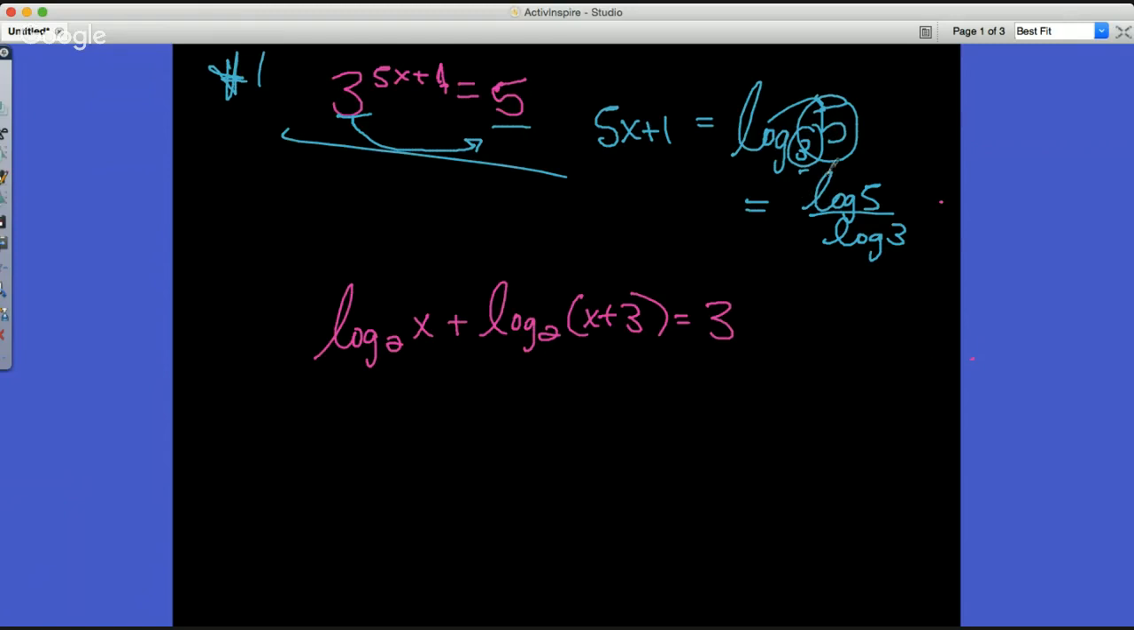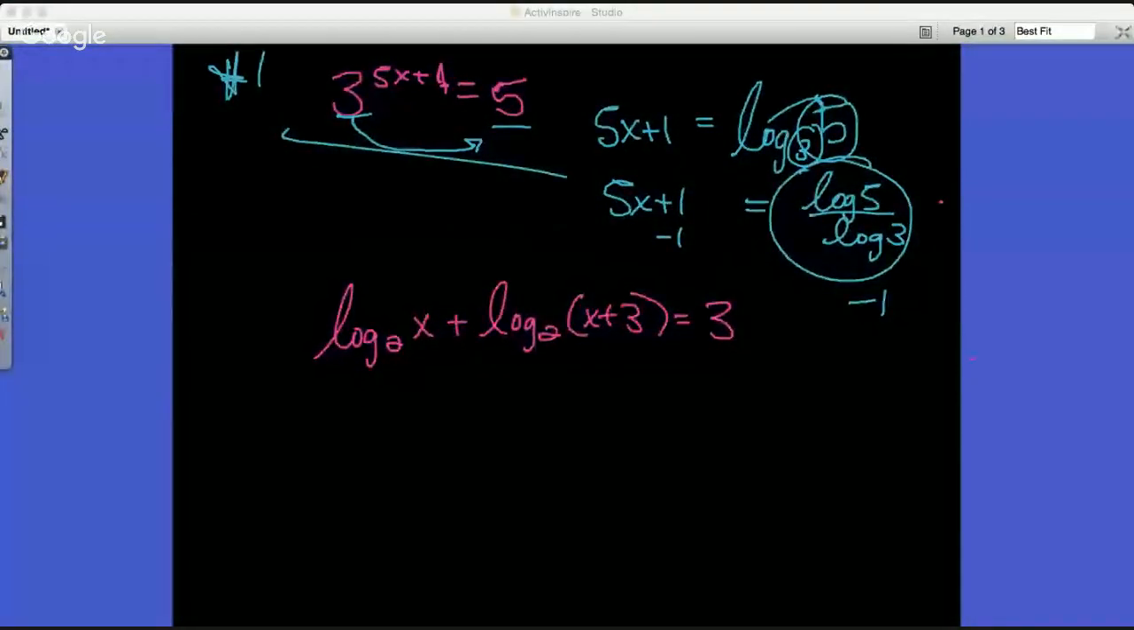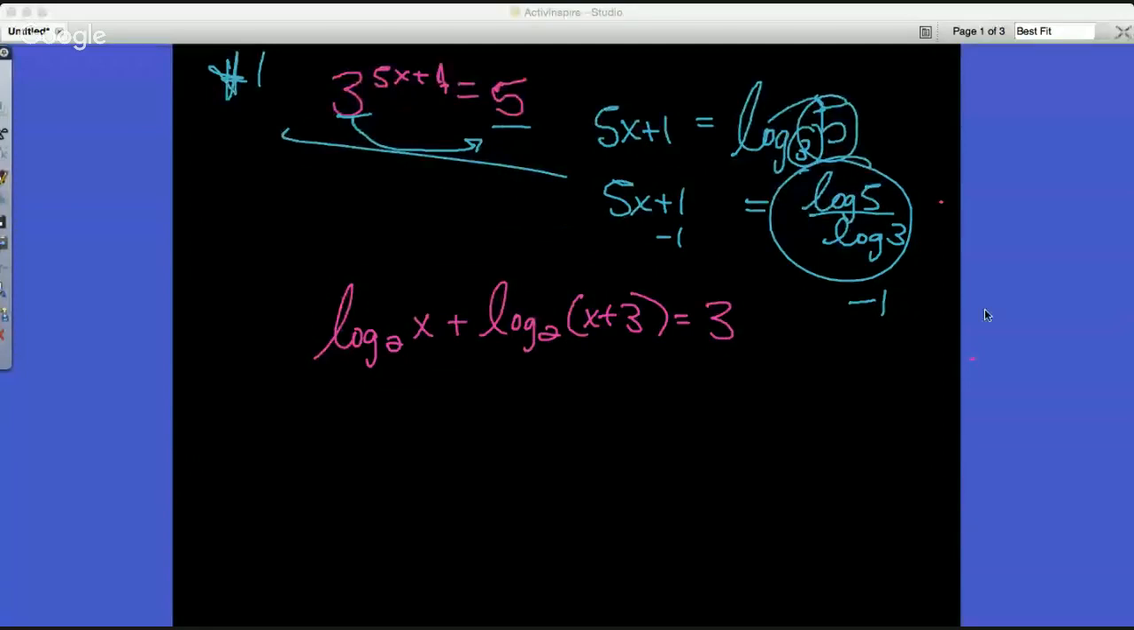Remember, too, that tomorrow we are going to have a calculator section first, and then also the non-calculator section after that on Tuesday. So once I solve for log of 5 over log of 3, I subtract 1, and then I can divide by 5. When I do this, I end up getting 0.093, so approximately 0.093.